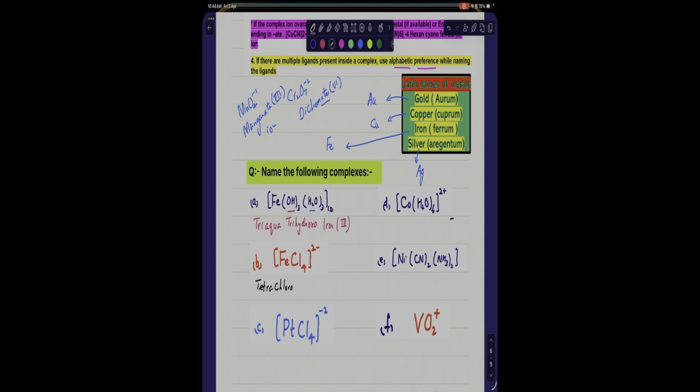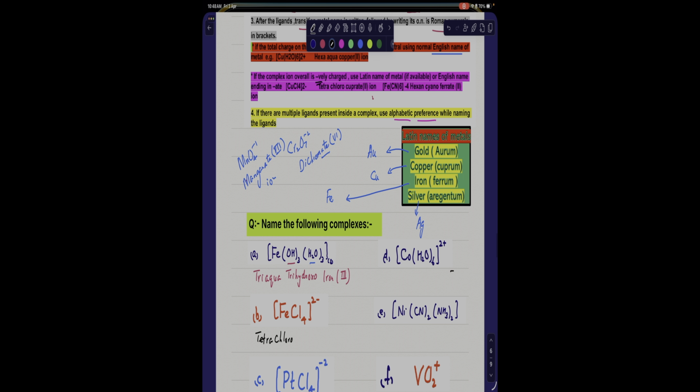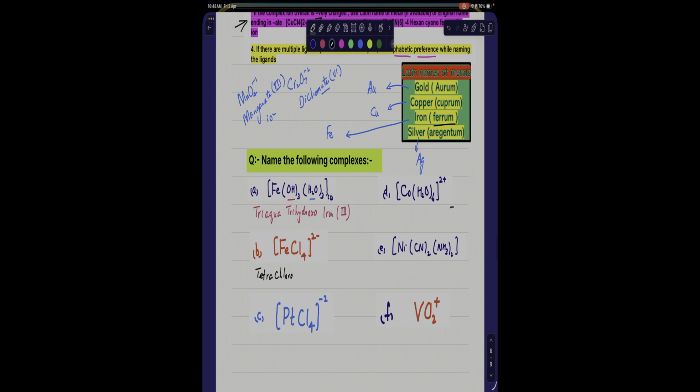This time we will not use the word iron, because I told you in the last rule, if it is a negatively charged complex, we have to use the Latin name. And the Latin name of iron is ferrum. And the ending will be in the letters ate. Okay, so the name of this complex is going to be tetrachloroferrate, because we have to use the Latin name, and the oxidation number of this iron is +2.